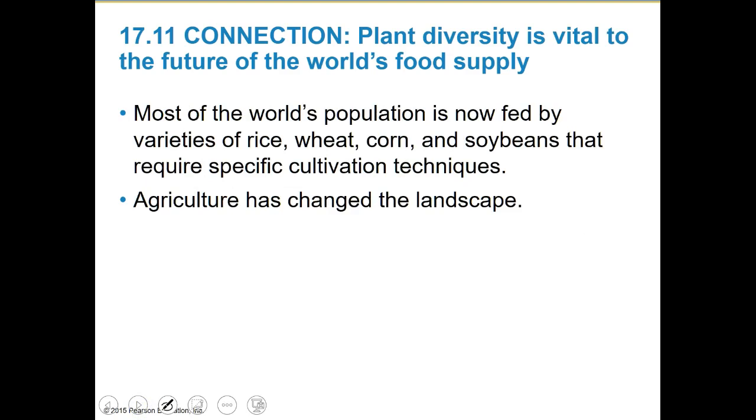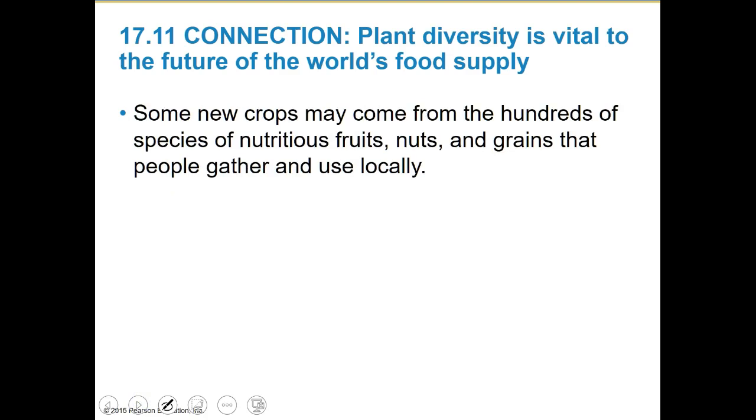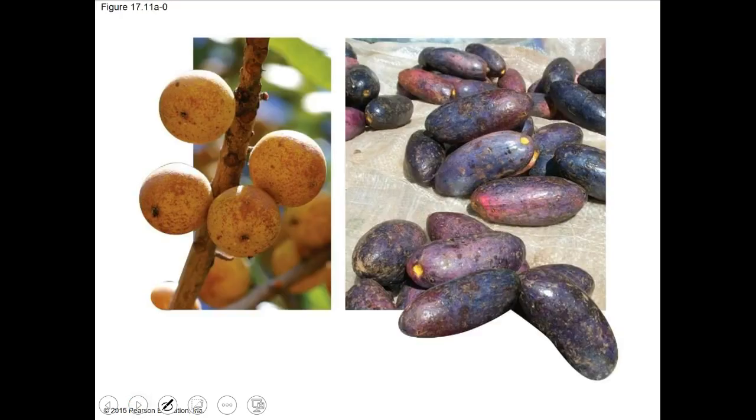Most of the world's population is now fed by varieties of rice, wheat, corn, and soybeans that require specific cultivation techniques. Agriculture has really changed our landscape. I was thinking agriculture has changed our landscape architecture, is where my brain was going. We actually have some new crops that may come from hundreds of species of nutritious fruits, nuts, and grains that people gather and use locally. So if we can get some local things, we add some more to it.